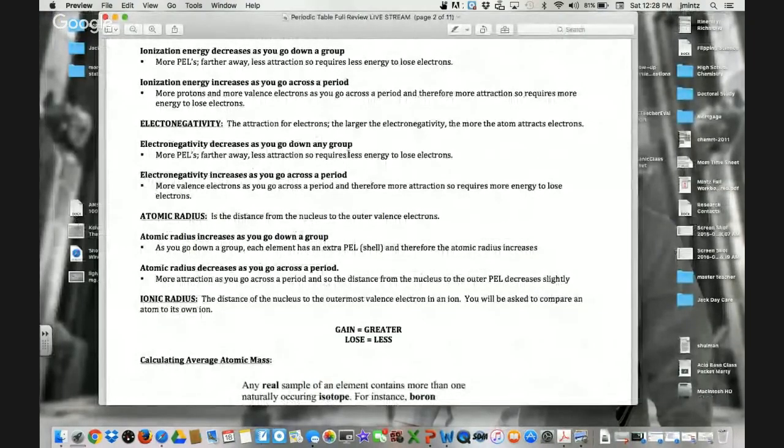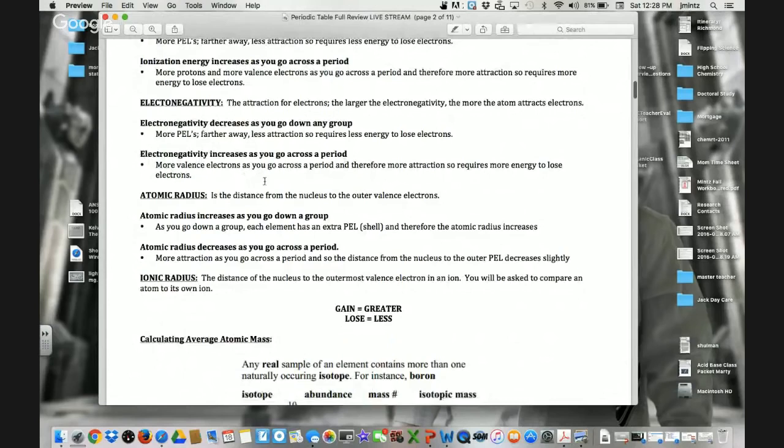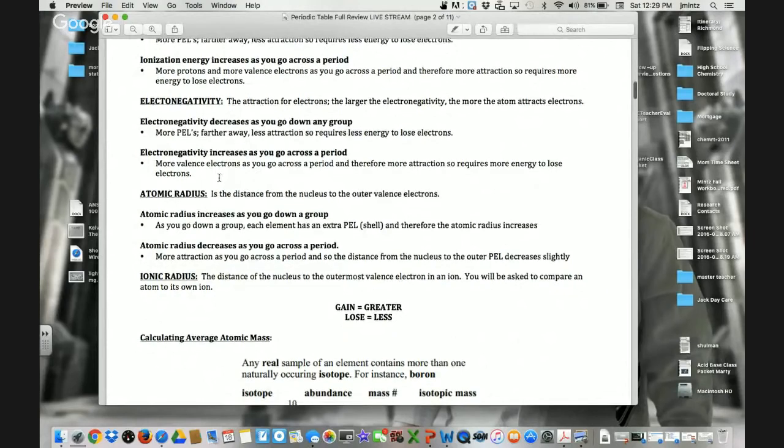Okay, and here's your explanation. Again, I don't think the Regents will ask you to explain why the electronegativity trend is increasing or decreasing depending on where you're going, but here's your explanation. So more principal energy levels, farther away, less attraction, so requires less energy to lose electrons, and it increases across, more valence electrons as you go across, therefore more attraction, so requires more energy to lose electrons, right? So that's the same thing there.